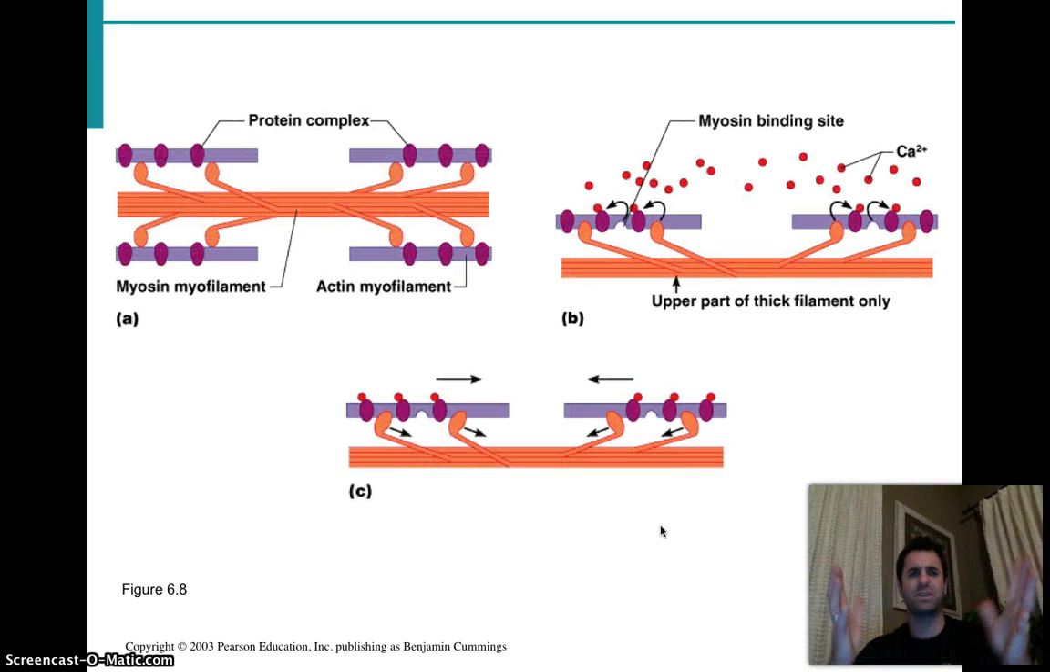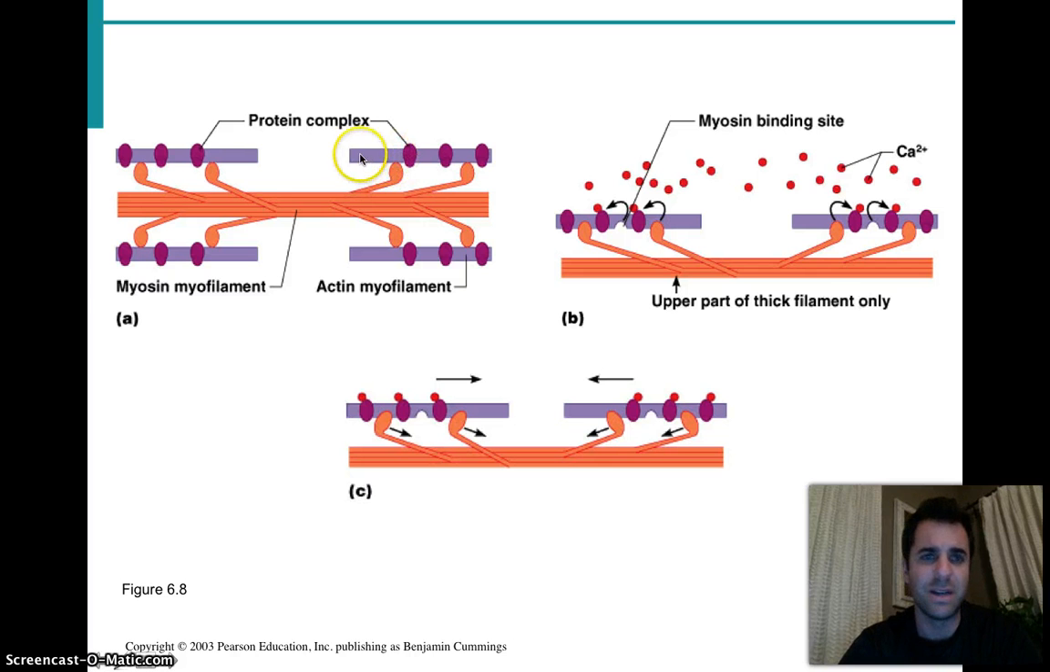So here we see this picture kind of showing in detail what we're talking about. I'm going to talk about what this purple thing is here in just a second. It's called troponin, and this other violet thing is called tropomyosin. But basically, this is actin. Actually, this violet thing is not tropomyosin. It's actin, but I'll get to that in just a second.